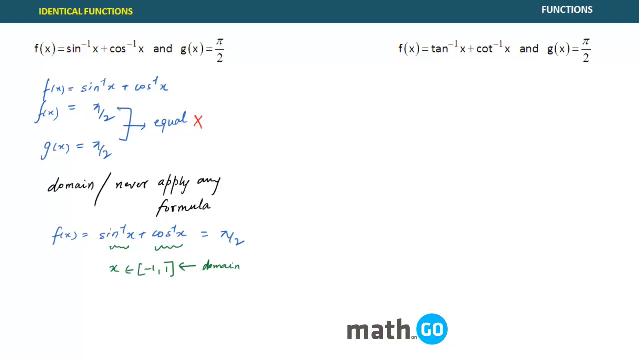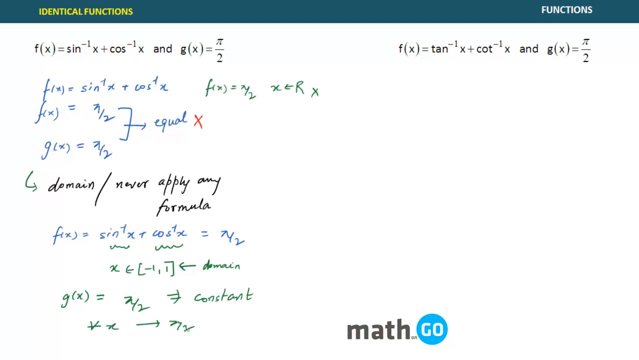Whereas if you try to find the domain after writing f(x) is equal to pi by 2, then you will say x belongs to R, because now this becomes a constant function. This is what I meant when I said that you should find the domain without applying any formula or any algebra. So this is actually wrong over here. So f(x) has this domain. What can we say about g(x)? g(x) is straight away pi by 2. So g(x) is nothing but a constant function. g(x) says for all x, I'll just answer pi by 2. So here the domain is x belongs to R.